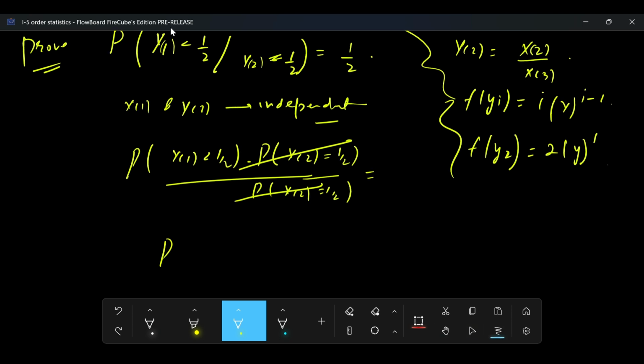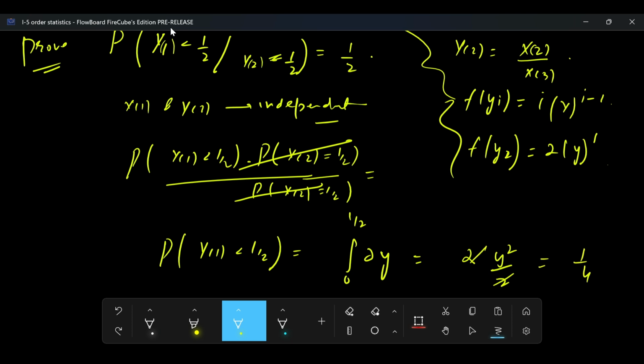So we will be left with probability y1 is less than 1 by 2. That is equal to probability y1 is equal to 1 by 2, and the PDF of f of y2, that is 0 to 1 by 2, 2y, which is equal to 2 y square upon 2. This and this goes, that is equal to y square, this is 1 by 4. The probability is 1 by 4.